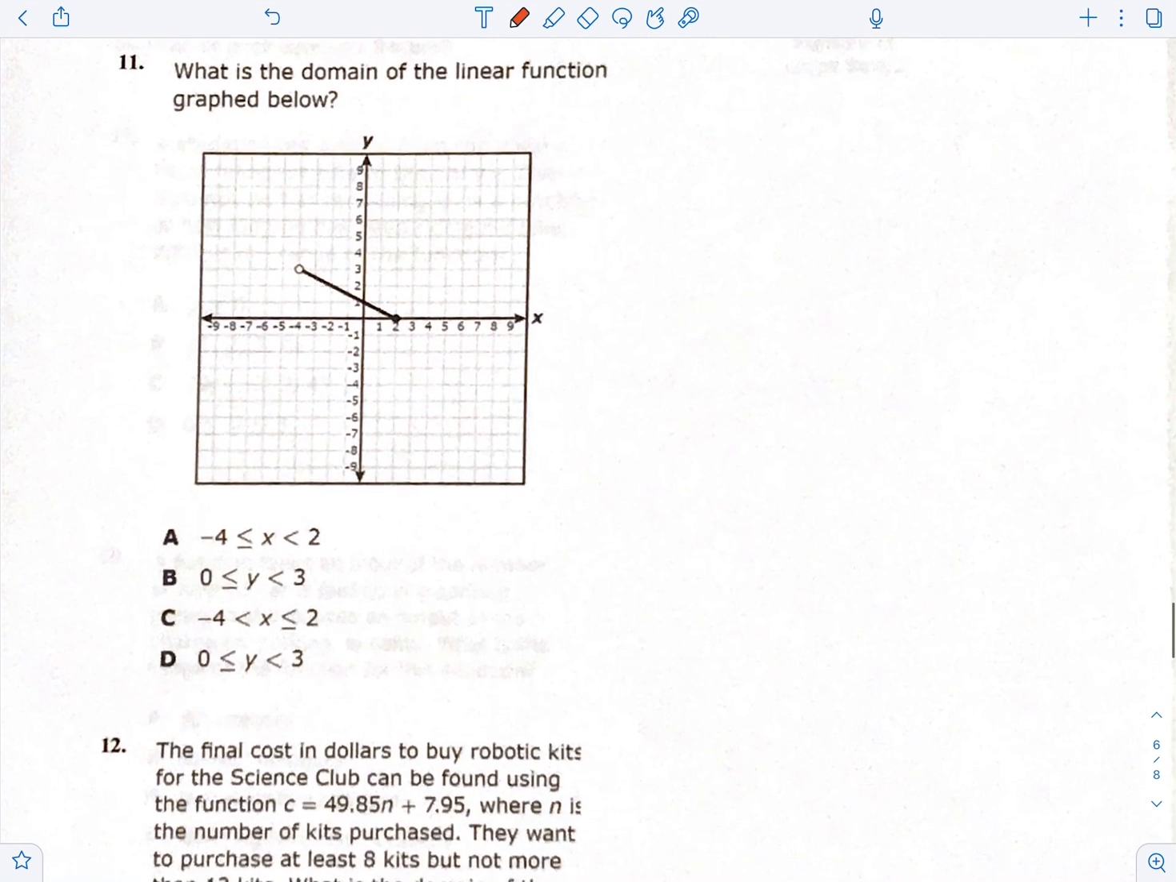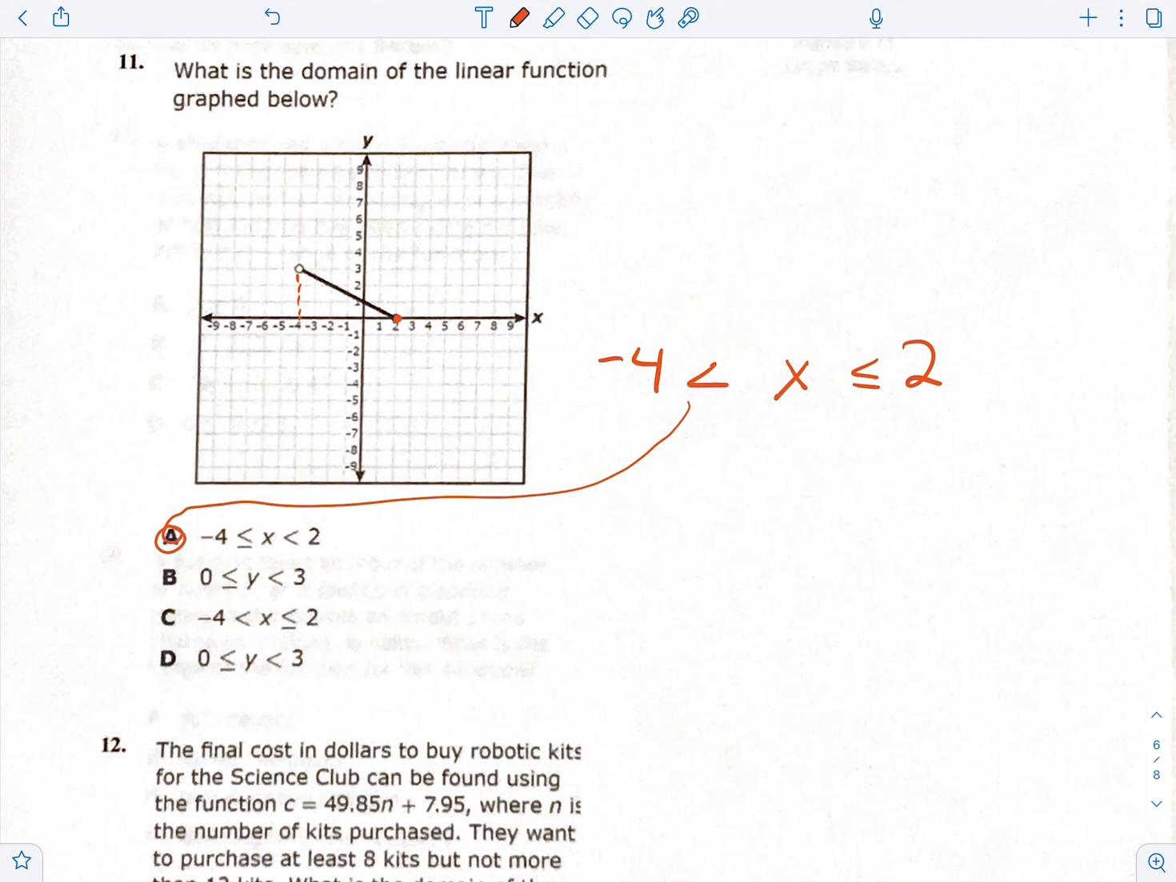What is the domain of the linear function below? Well, we know we're starting right here at -4 and we're going to 2. This is open, so that's going to be less than. This is closed right here, so that's going to be less than or equal to. It's the domain, so we write x. Now, which one of these answers match? Looks like A.